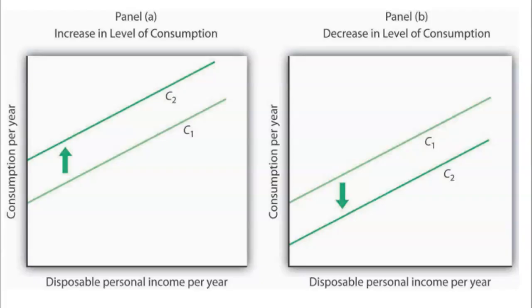So what we're going to see is that when consumption goes up or down, it's going to shift this whole line vertically up or down. If consumers spend more income or they have higher autonomous expenditures, it's going to shift that line up. If they reduce their autonomous expenditures, it's going to shift that line down.